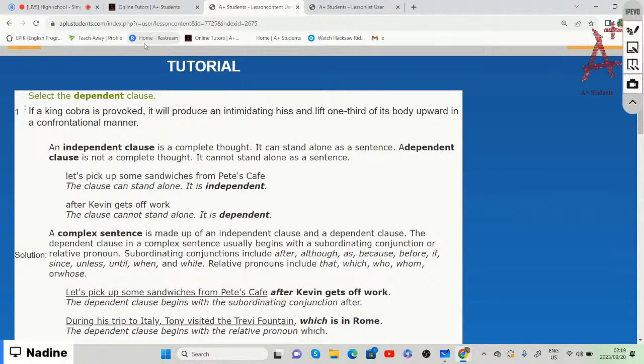So a complex sentence is made up of an independent clause and a dependent clause. The dependent clause within the sentence begins with a subordinating conjunction, one of those words, or a relative pronoun. A relative pronoun includes that, which, who, whom, or whose.